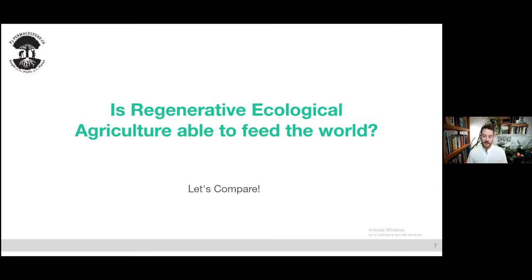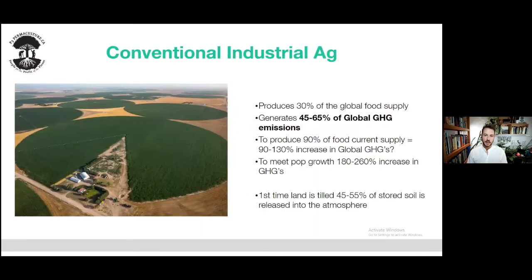The reality is that we need to ask the opposite question. Can conventional agriculture today actually feed the world? And we're going to start with this counter observation before we then look at how regenerative agriculture can more than feed the world. So today, we currently produce 30% of the world's food supply with conventional industrial agriculture.